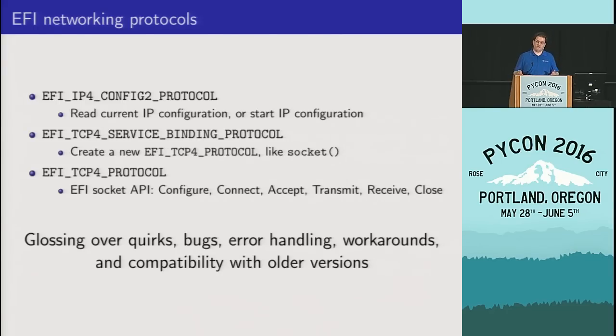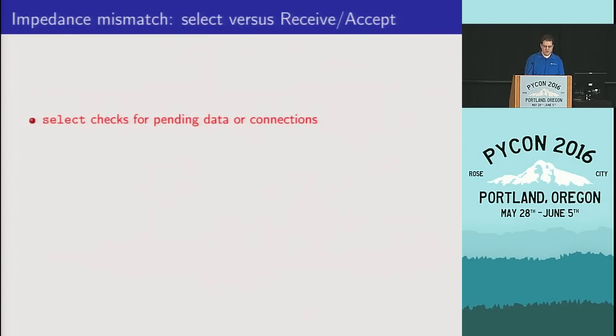And I'm glossing over a lot here in terms of quirks, bugs in the interface, error handling code, some of the workarounds for bugs in the interface, and older versions of these interfaces. But the actual code does include all of that compatibility. So the problem here is that we're talking about a socket interface and then an EFI network interface that actually have two entirely different models, not just new names for functions, but different models for how they handle things.